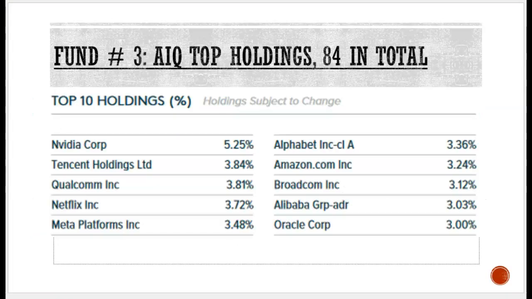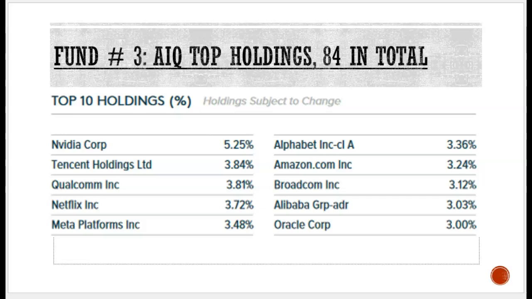All right, jumping into it. 84 different holdings. That's what you'd have in that. So 84 different stocks probably. What companies would you have? Top 10 holdings by percentage. So we got NVIDIA, Tencent Holding, Qualcomm, Netflix, Meta Platforms, Alphabet Class A, Amazon, Broadcom, Alibaba, and Oracle Corp.